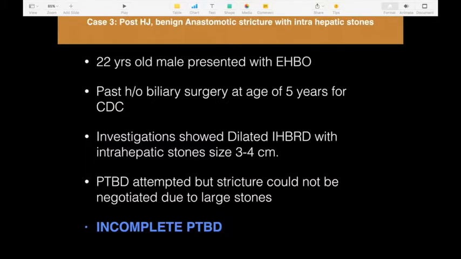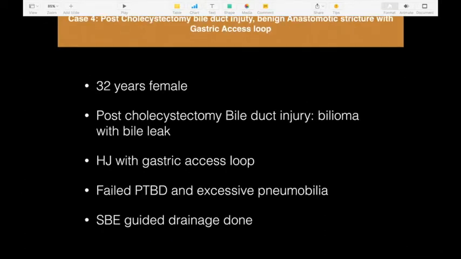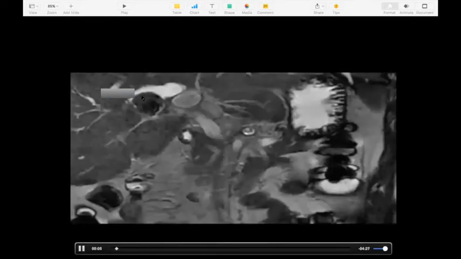So I will present a few cases which I dealt with. A 22 year old male presented with EHPO. He had a history of bile duct surgery for a choledochal cyst at the age of 5 years, and now he presented with features of cholangitis, and because of cholangitis a PTBD was done. The radiologist was not able to negotiate and dilate the stricture because the duct was full. This is the MRI of that patient, and we can see that the whole duct is filled with a large stone.